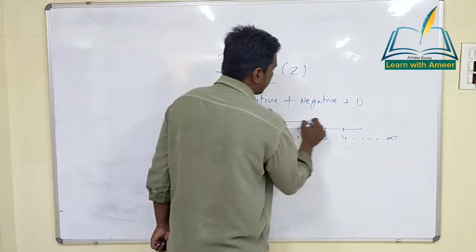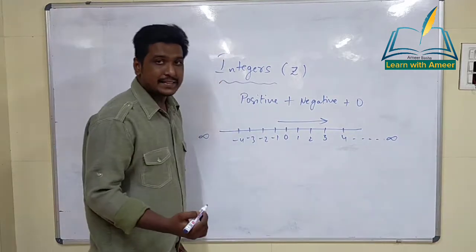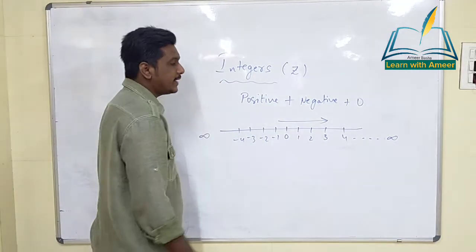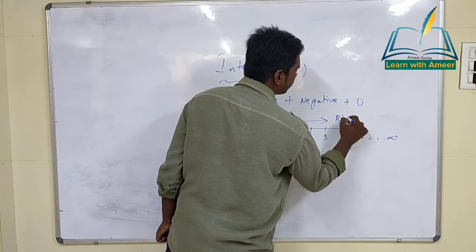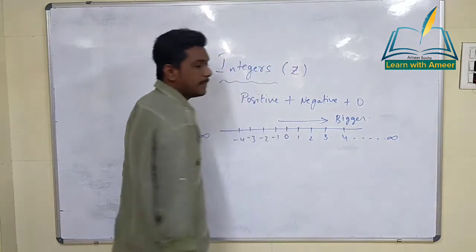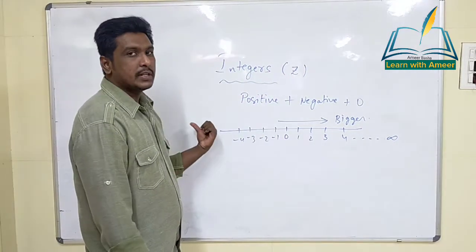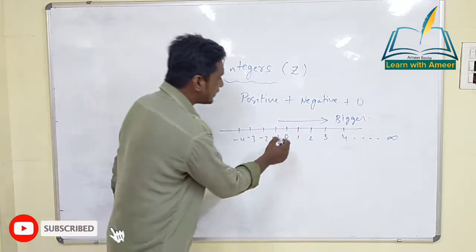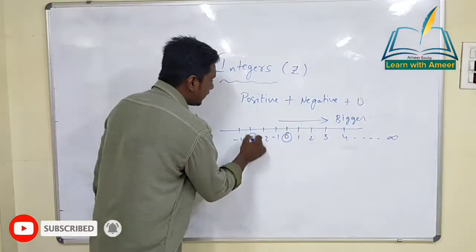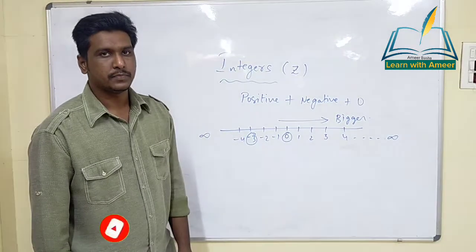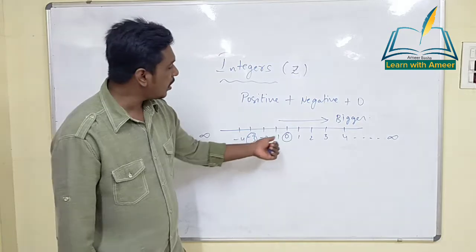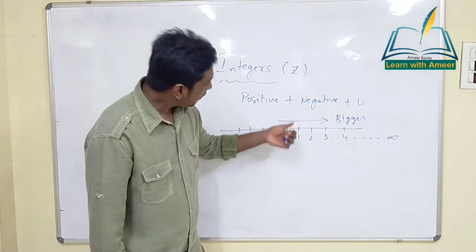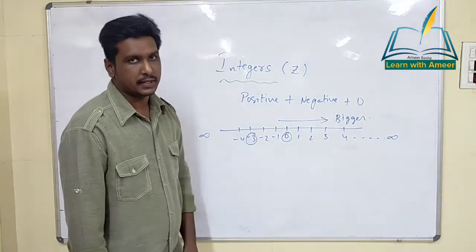All the numbers which are on the right hand side are bigger than all the numbers which are on the left hand side. So imagine if we are to know whether 0 is big or minus 3 is big. Which is bigger, children? Is minus 3 big or 0? In order to find that, we will be using this theory.